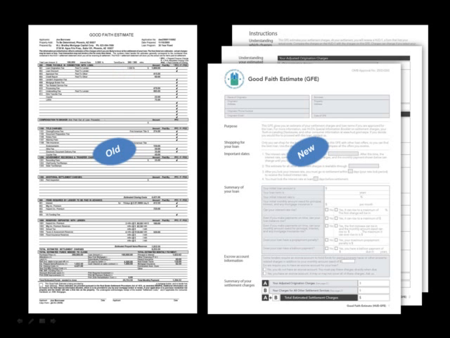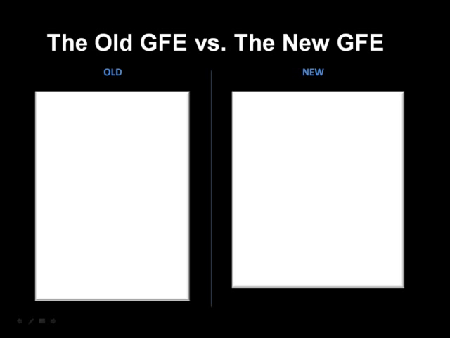As you can see, the old and the new good faith estimate look completely different. So let's dive into those differences. On the old good faith estimate, it was only 1 page. The new good faith estimate is now a total of 3. The old good faith estimate itemized the cost for your borrower line by line, and the new good faith estimate bundles all of those costs together.